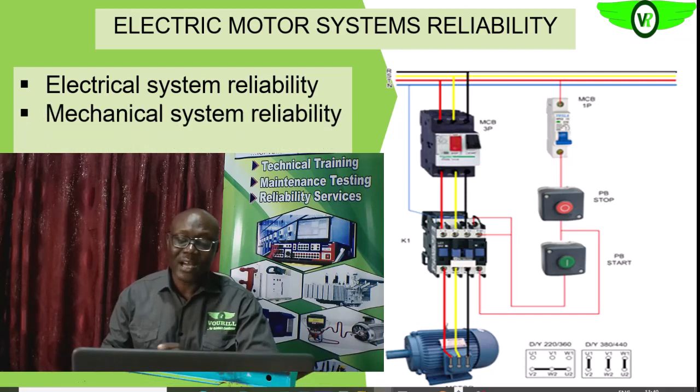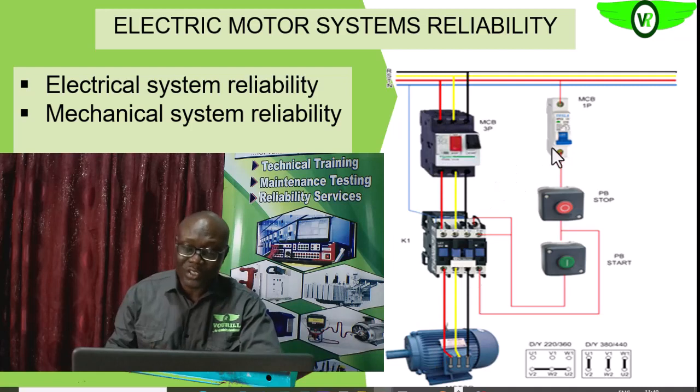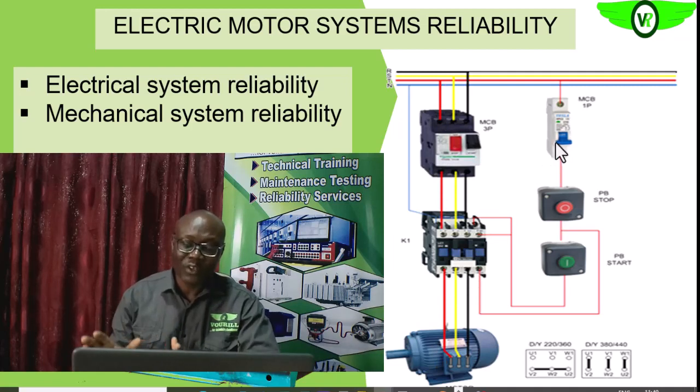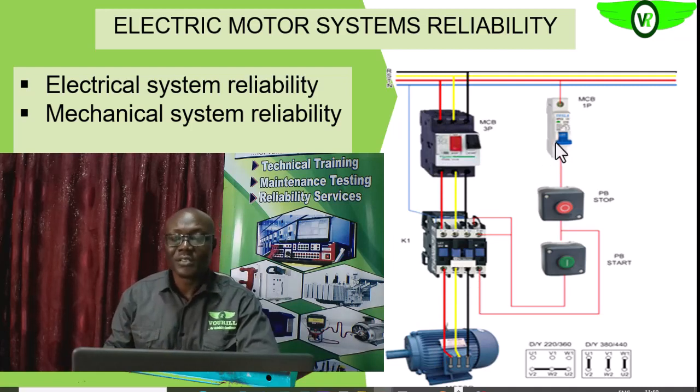So like we said earlier, as you can see on the right of your screen, that is the electrical system, from the input power through those electrical components, circuit breaker, contactors, the control circuitry, then to your electric motors. So everything on the power line and on the control circuitry, the reliability of all of them will affect the reliability of the electric motor system. So we are going to consider that.